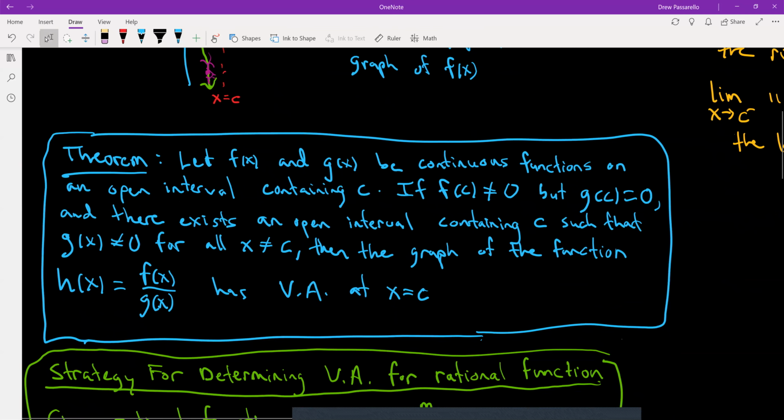So here's a theorem that I pulled from the textbook, and it goes more into specifics on vertical asymptotes. It says let f of x and g of x be continuous functions on an open interval containing c. If f of c is not equal to 0, but g of c is equal to 0, and there exists an open interval containing c such that g of x is not 0 for all x not equal to c, then the graph of the function h of x equal to f of x over g of x has a vertical asymptote at x equals c. So this is just formally stating when a vertical asymptote happens.